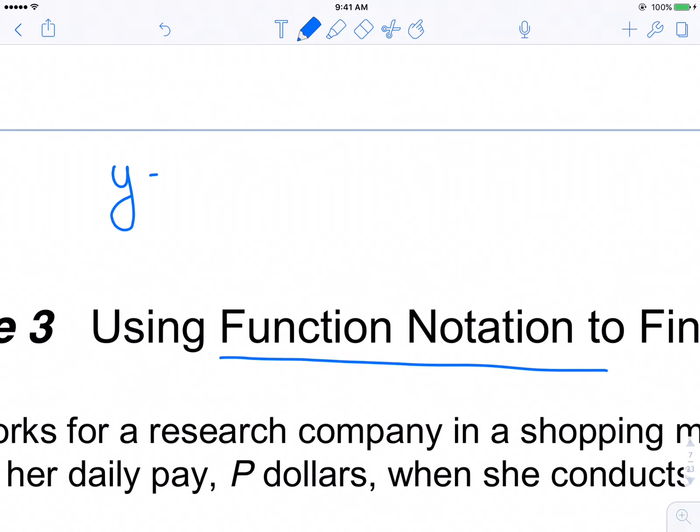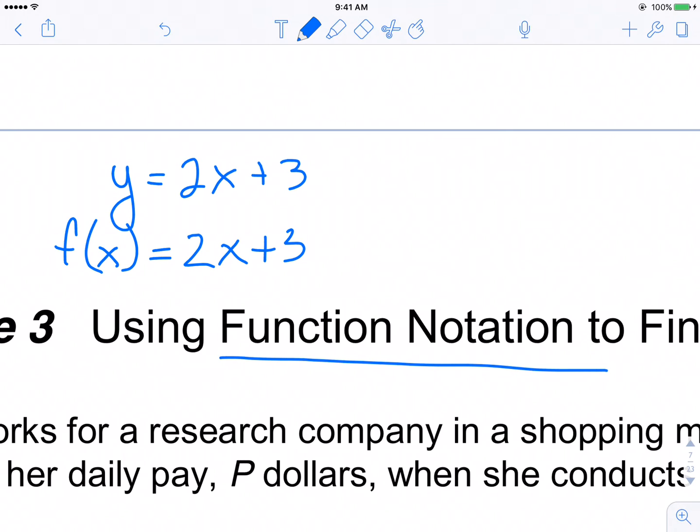Here is an equation. y equals 2x plus 3. It's an equation you've probably seen before. To write that exact same equation using function notation, look how it changes. 2x plus 3, exactly the same, except now I say that the function of x is equal to 2x plus 3 instead of y is equal to 2x plus 3. Nothing else changes. Nothing, absolutely nothing at all.